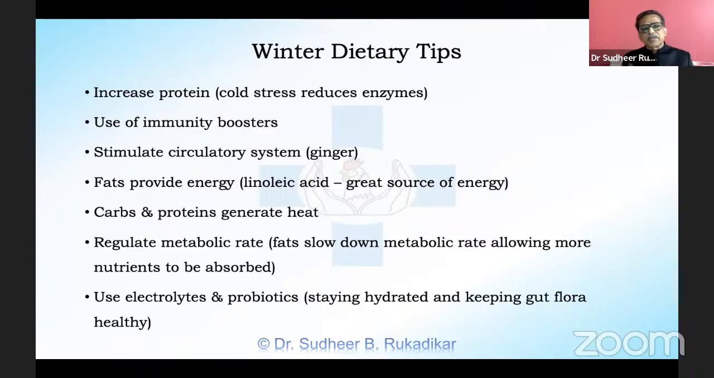We said the immunity is down, immunosuppressed birds. So immunity boosters are available, maybe chemicals, maybe phytochemicals, maybe herbal products, whatever is available with good results and proven track record. Those immunity boosters can be used either through water or feed so that the birds will be able to fight the challenges of infection.